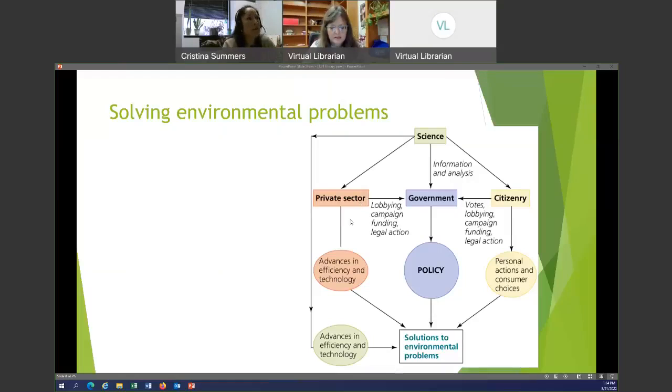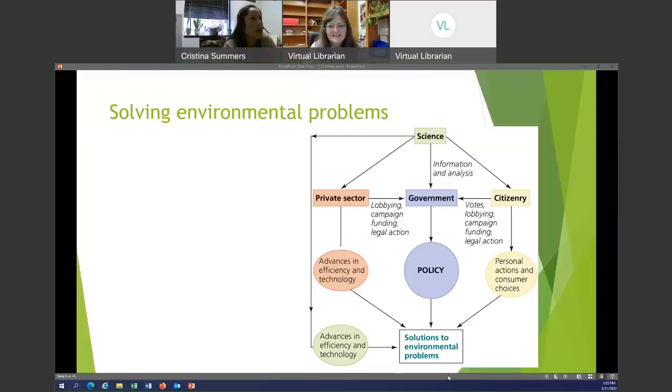So they've become much more efficient in recent years. The costs have come down, which is due to advances in efficiency technology. So that helps. And of course, government provides incentives for people to buy solar panels because they are very expensive, like a tax credit. So that's an example there. Of course, citizens actually buying the solar panels and using them, so that would be a personal action or consumer choice.